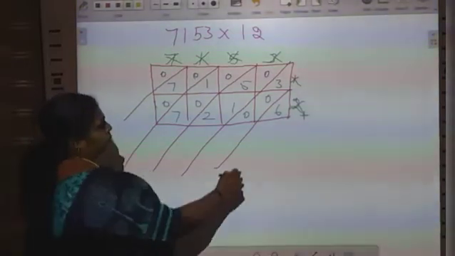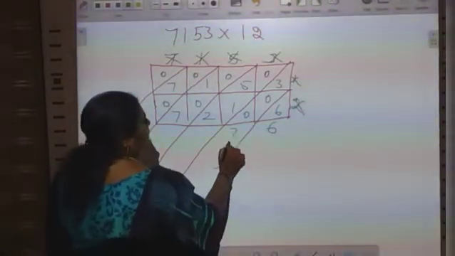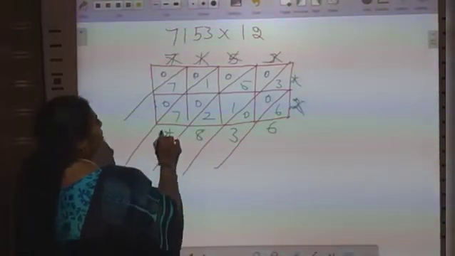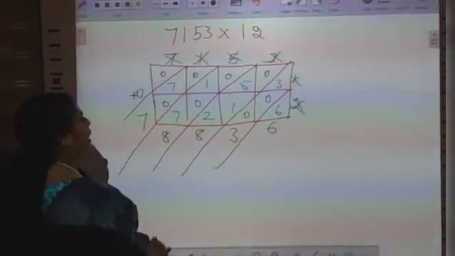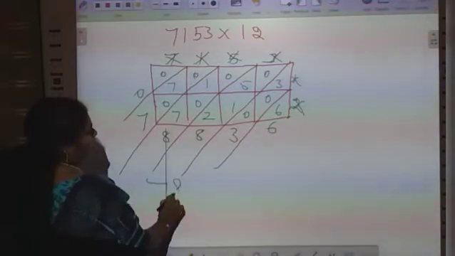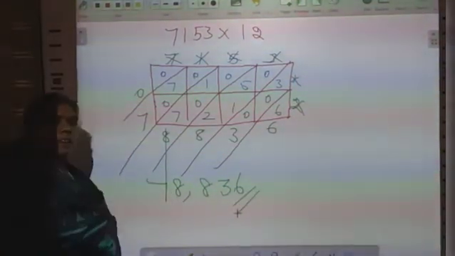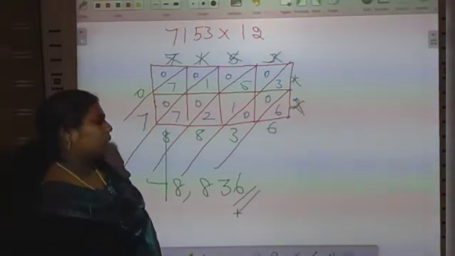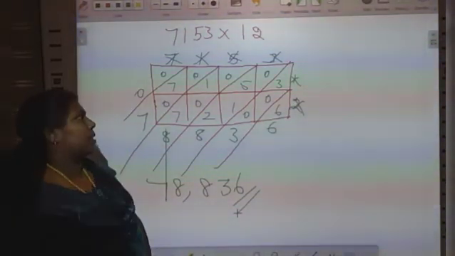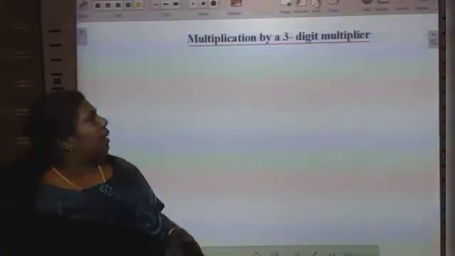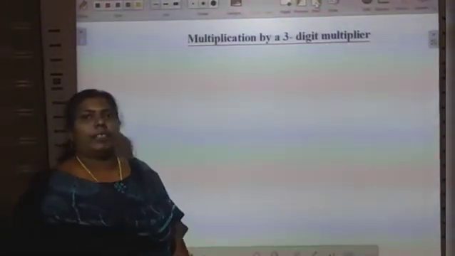Yes. 6. Here 3, here 5 plus 2, 7 plus 1, 8, 8, here 7, 0. The answer is 78,836. Right? 78,836. Yes. Next, multiplication by a 3-digit multiplier.